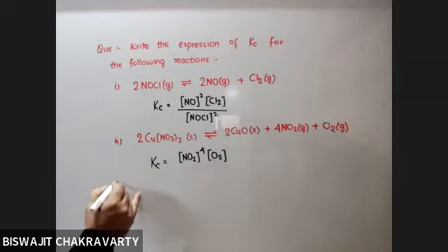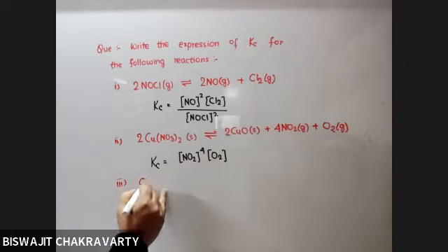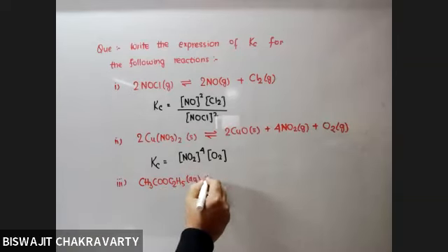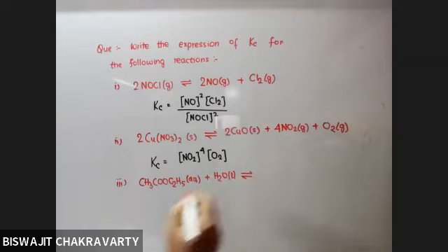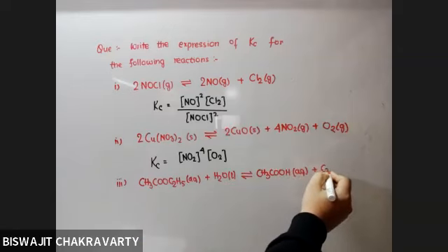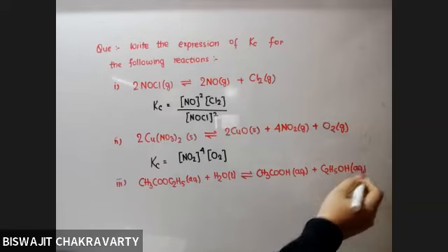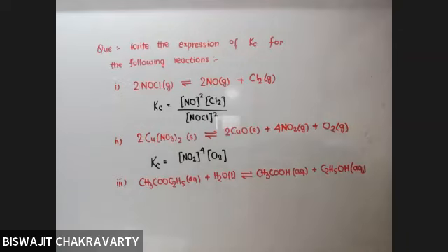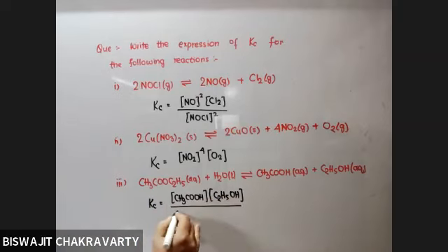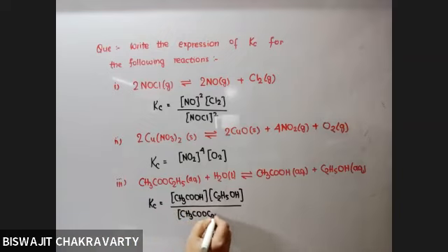Write one more, then the confusion will go away. CH3COOC2H5 aqueous plus H2O liquid, reversible, CH3COOH aqueous plus C2H5OH aqueous. Those written as aqueous should be considered, and water being a pure liquid should not be considered. So the Kc expression will be concentration of CH3COOH, concentration of C2H5OH, divided by the concentration of CH3COOC2H5.